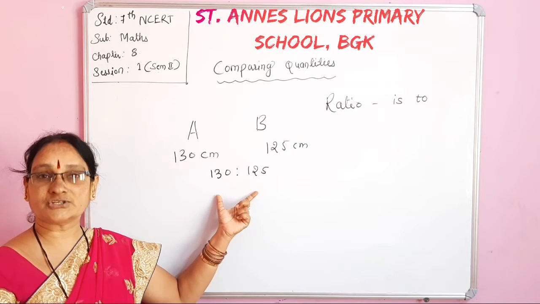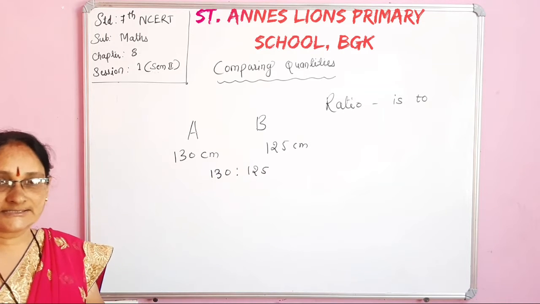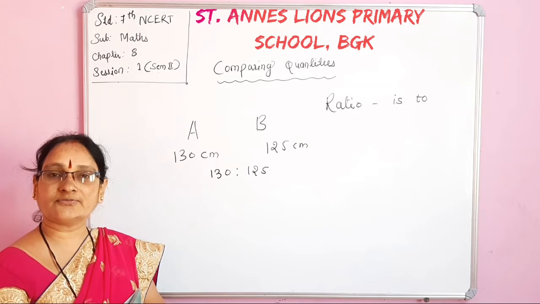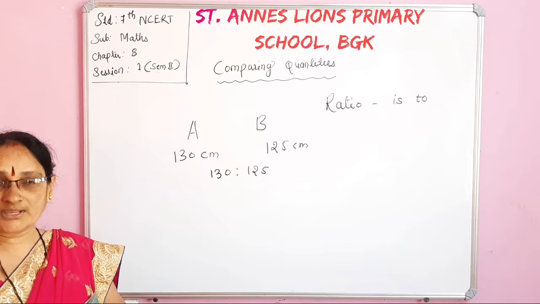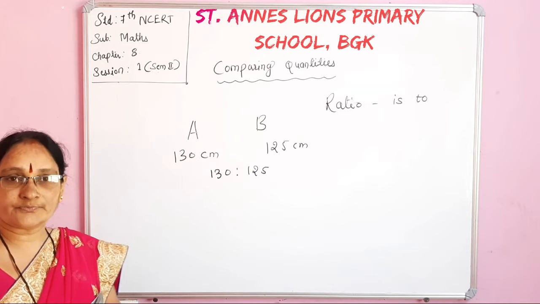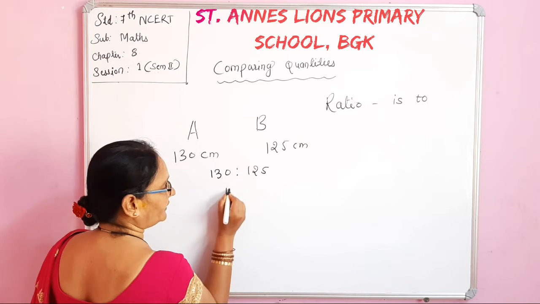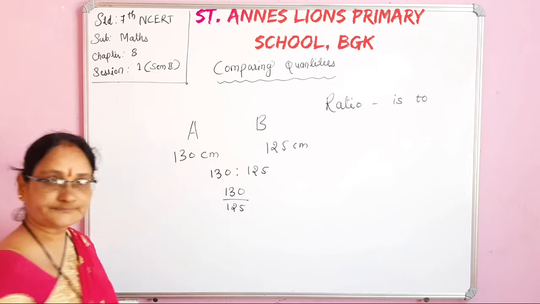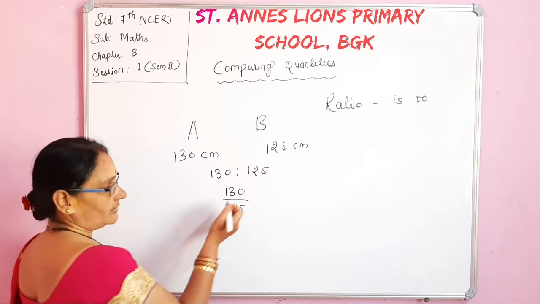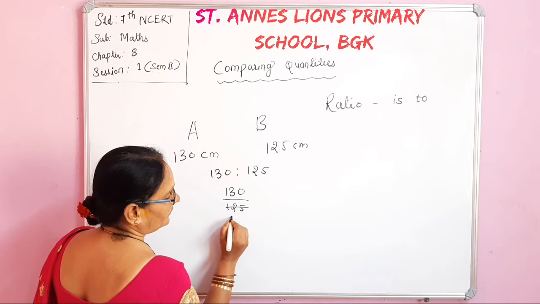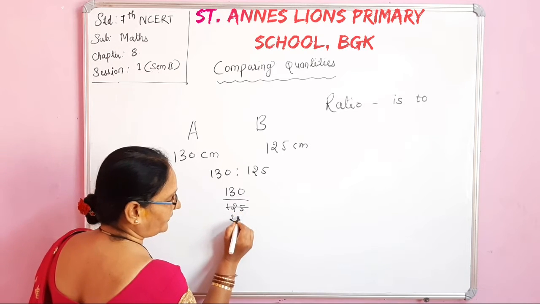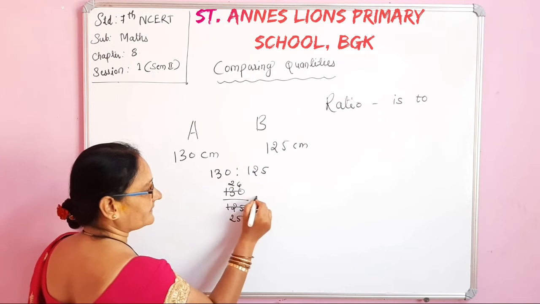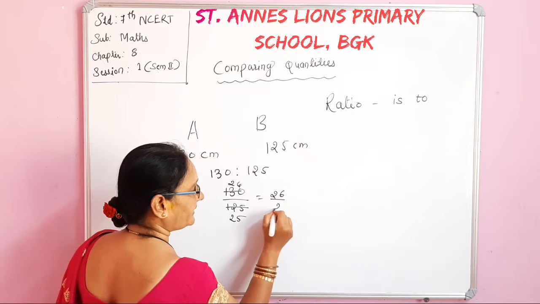This is ratio. And you might have studied in the 6th standard that ratios can be written in the form of fractions. That is one characteristic of ratio. So this can be written as 130 by 125. Now we have to cancel it. 5 2s are 10, 2 remain; 5 5s are 25, here 3 remained, 30; 5 6s are 30. This is nothing but 26 by 25.